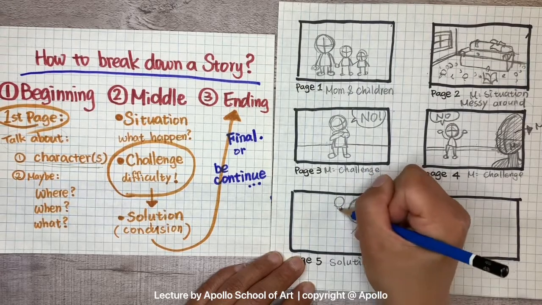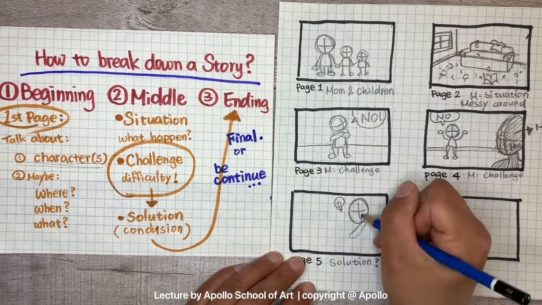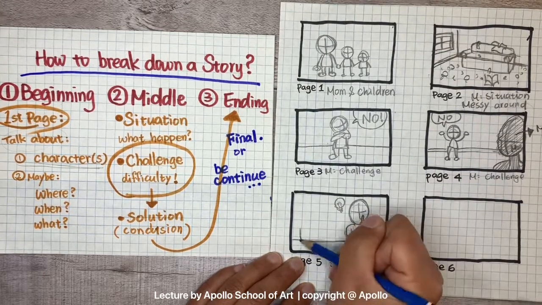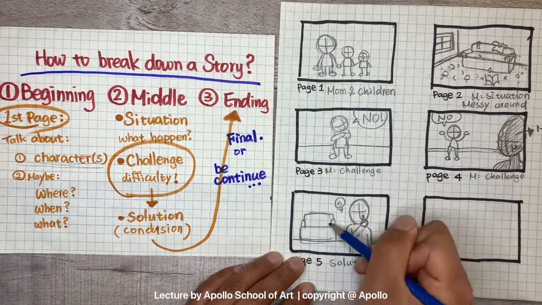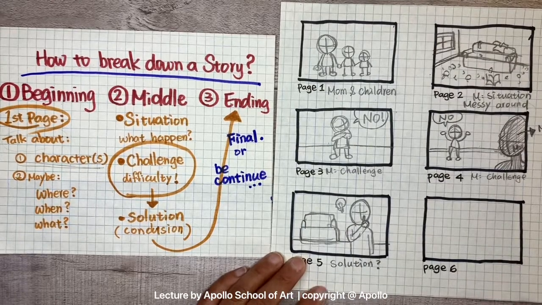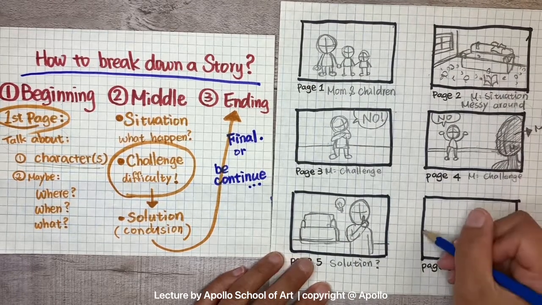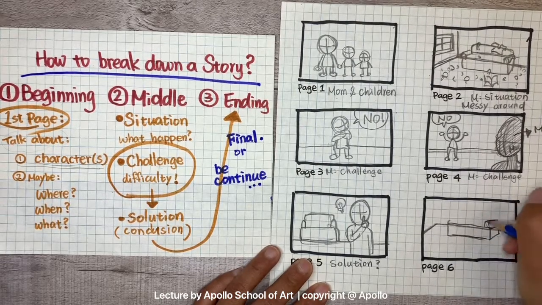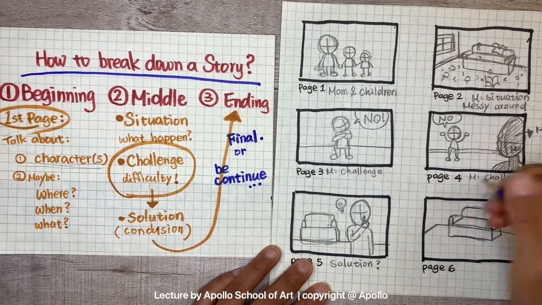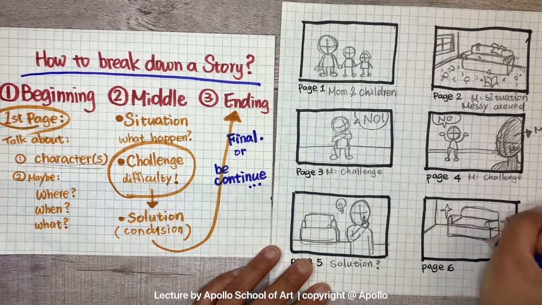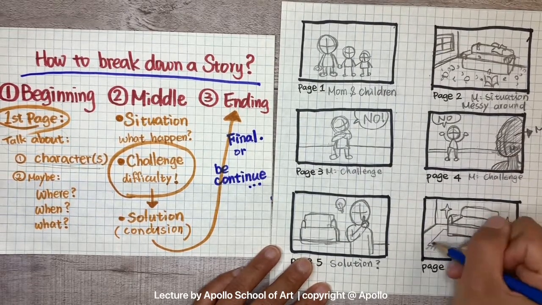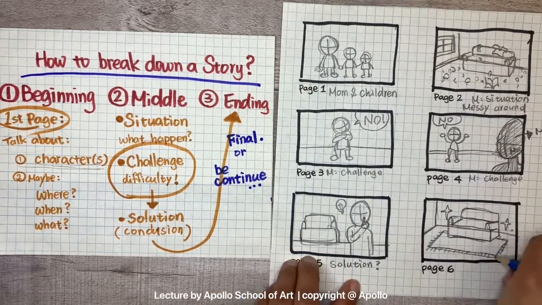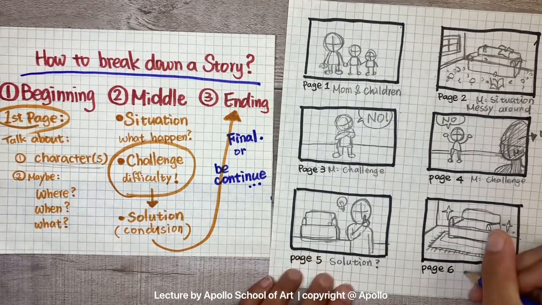So on the 5th page, I have to think about the solution, what happened, right? So I haven't thought about a successful idea to ask them to clean up. But anyway, I make up one. I think I got the idea in my story. Okay, so I got the idea on my 5th page. That's the solution. So the 6th page, I hope it is a happy ending. So which means the room is cleaned.